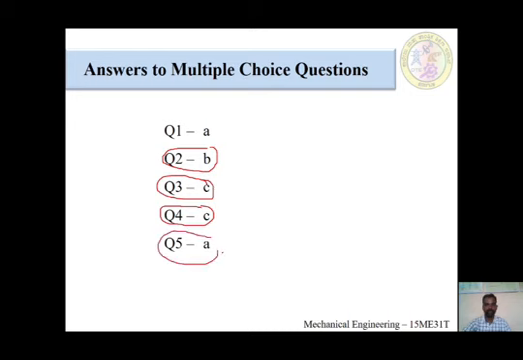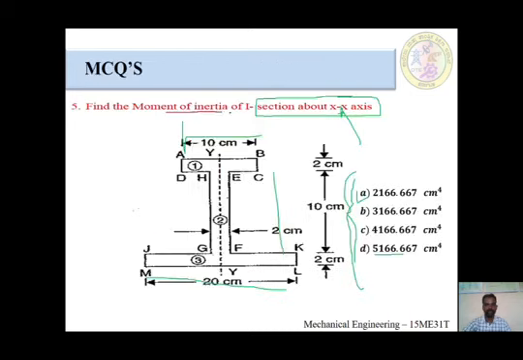Fifth answer is A. The fifth question is the moment of inertia of the I section about the x-axis. We will get the A value, 2166.667, if you do proper calculation, 2166.667 centimeter raised to 4. Why does it come as centimeter raised to 4? Because all specifications are in centimeter, so for that reason the moment of inertia will have the unit centimeter raised to 4. This completes the MCQ questions.